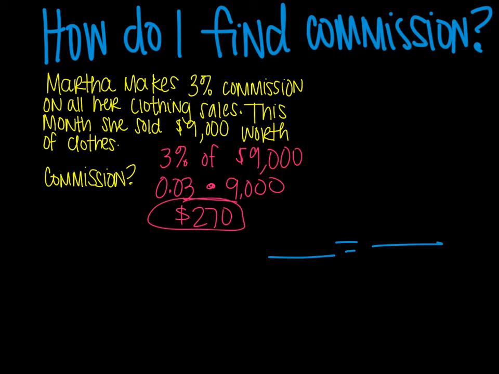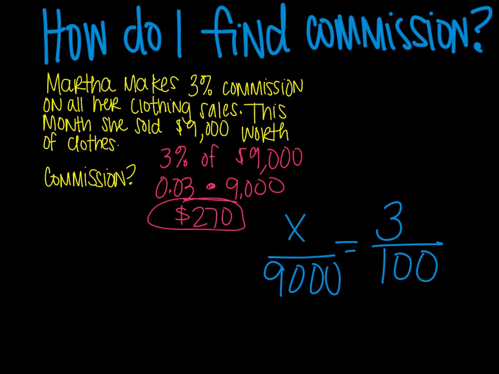So when you set this up, your commission, it's $9,000 and you want 3%. So 3 out of 100. And you want to know how much she's making on that $9,000. Your $9,000 is your whole amount that you're dealing with. You want to know the small amount of money, the piece, the slice that she's getting. So here's how you would set up your proportion.